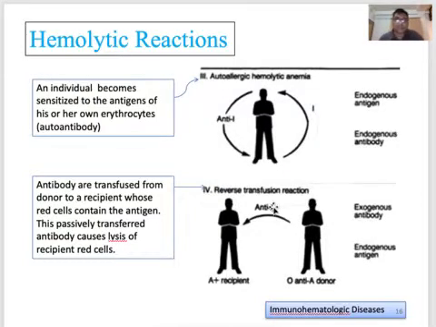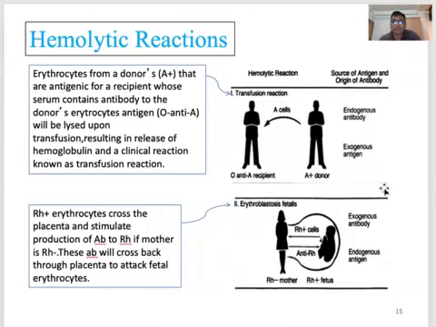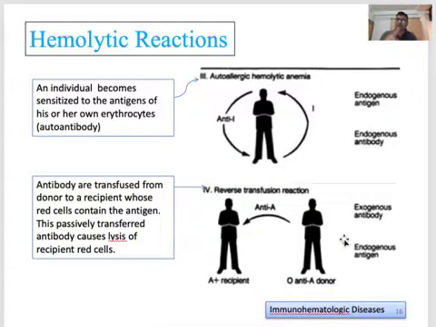Another scenario of hemolytic reactions is reverse transfusion reaction. The reverse transfusion reaction is exactly the opposite of the transfusion reaction. What happens in a transfusion reaction? The donor donates antigen to the recipient. But in this case, it will be just the opposite: antibody will come from the donor to the recipient. As you can see, the donor is O group, so the donor has anti-A antibody.